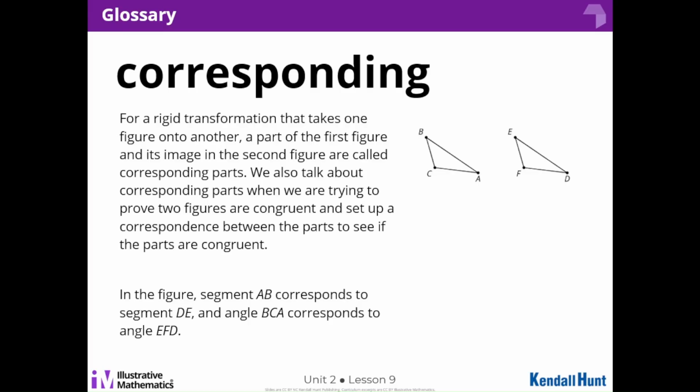Corresponding. For a rigid transformation that takes one figure onto another, a part of the first figure and its image in the second figure are called corresponding parts. We also talk about corresponding parts when we are trying to prove two figures are congruent and set up a correspondence between the parts to see if the parts are congruent. In the figure, segment AB corresponds to segment DE, and angle BCA corresponds to angle EFD.